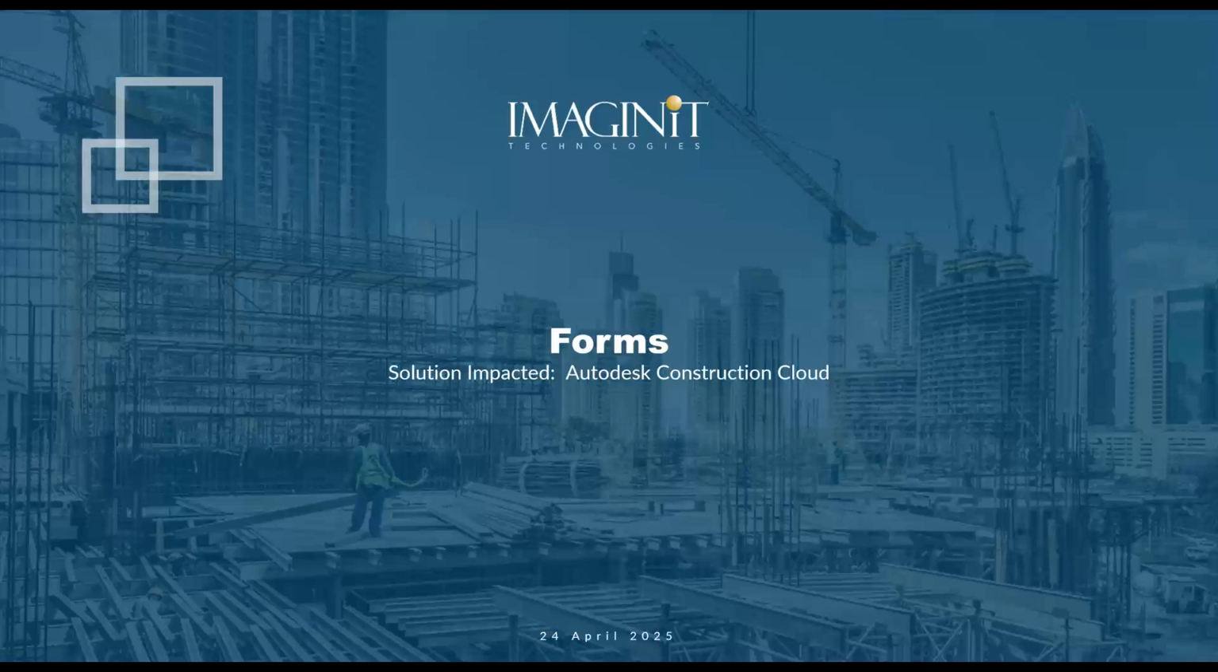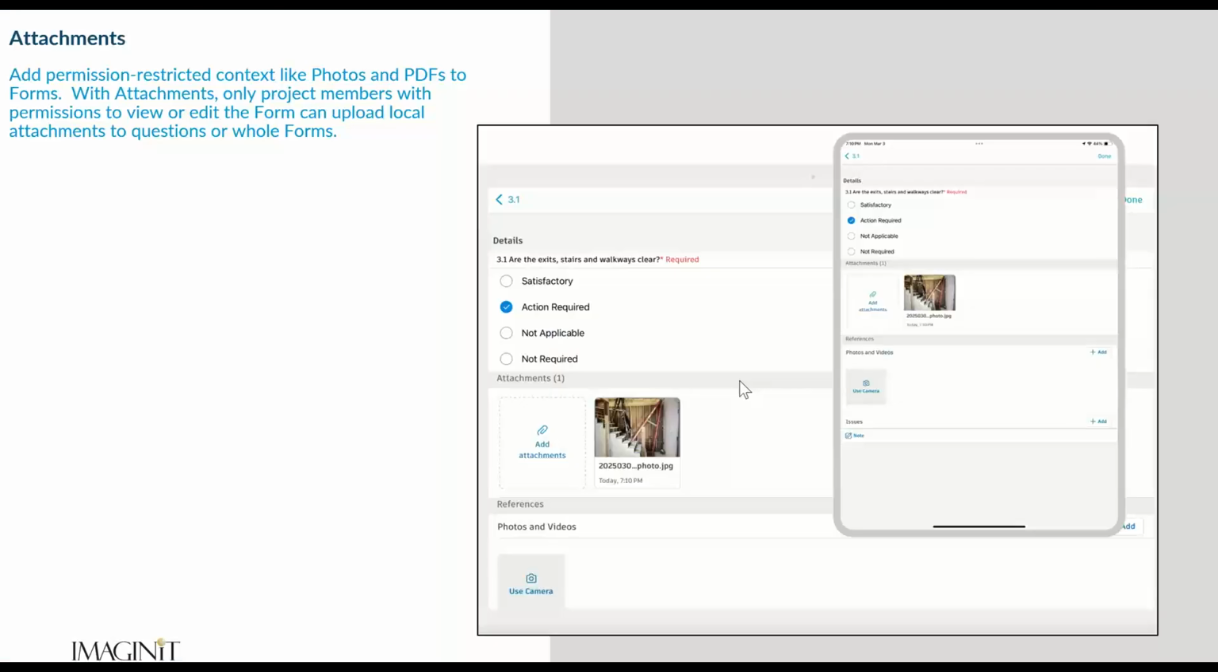Cool. Next up are forms. So forms really is an Autodesk Build feature. A big feature enhancement to forms, and specifically via mobile, is that we can add permissions to certain attachments within forms. Right through the mobile app, you have those two sections, one for attachments, one for references. Say you didn't want everyone in the project to be able to view a completed form and view those attachments.